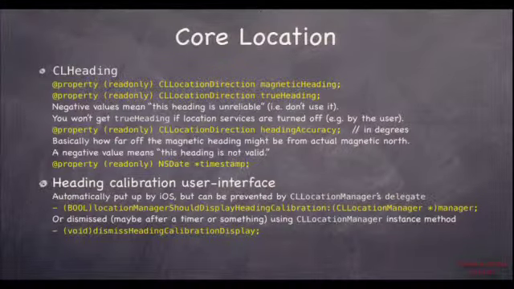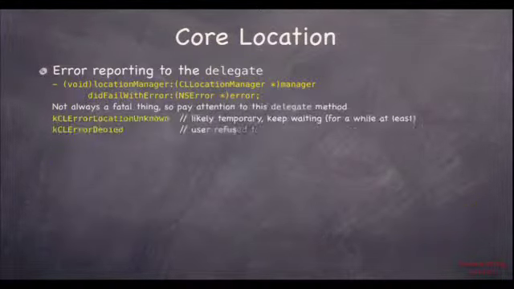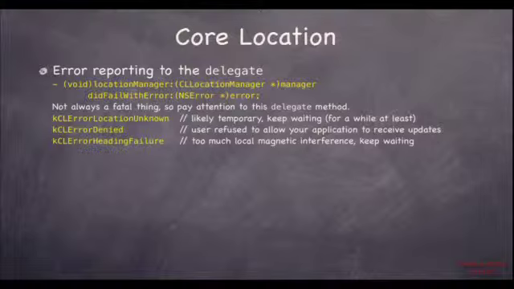That's done automatically by iOS, although you can prevent it by having the location manager should display heading calibration delegate method return NO. And if it's up and you want to show the user something else, you just want that thing off the screen, whether they've done the figure 8 or not, you can dismiss it as well. But you don't have to do any work to put that figure 8 thing up.